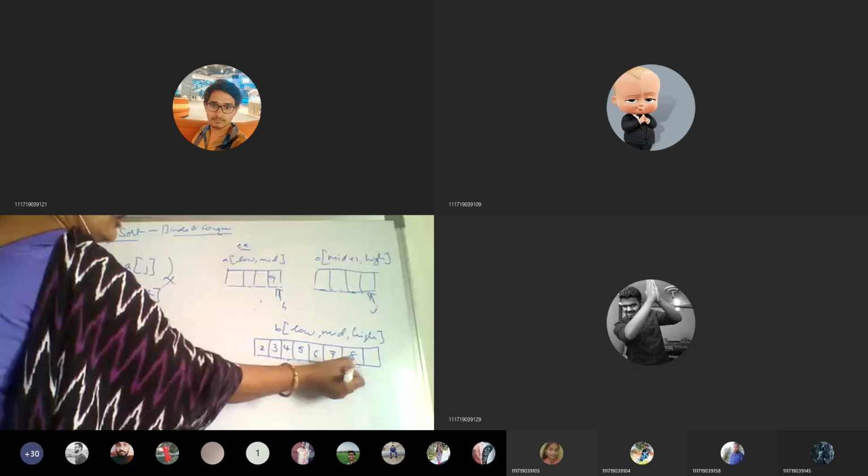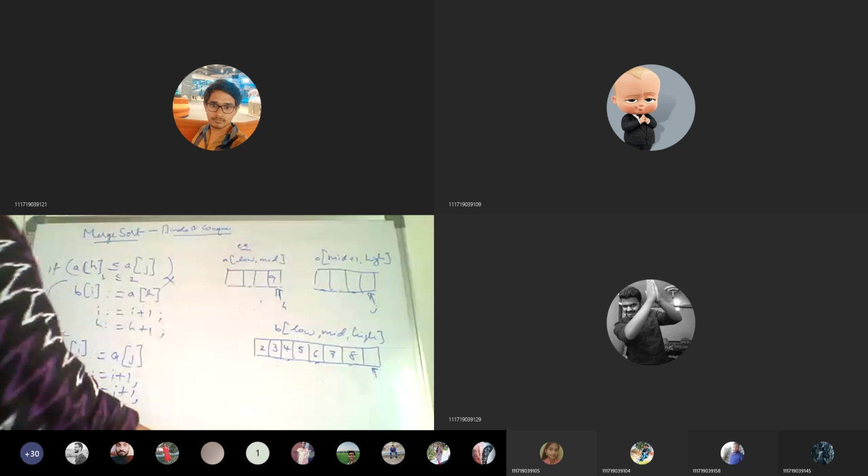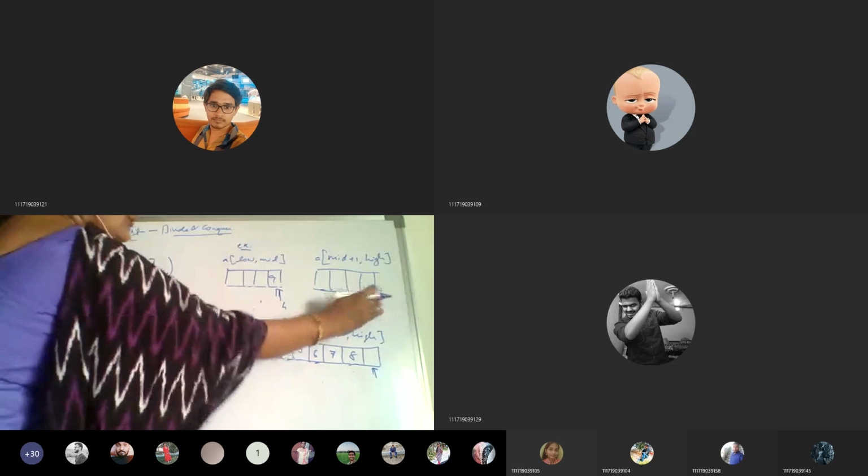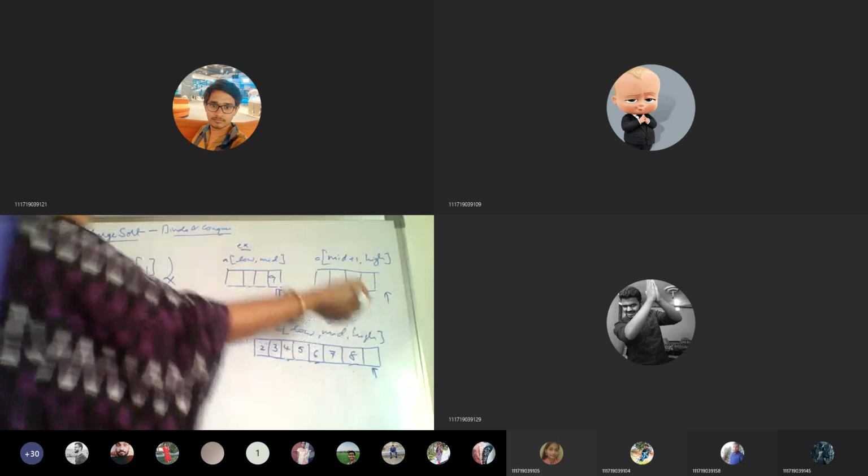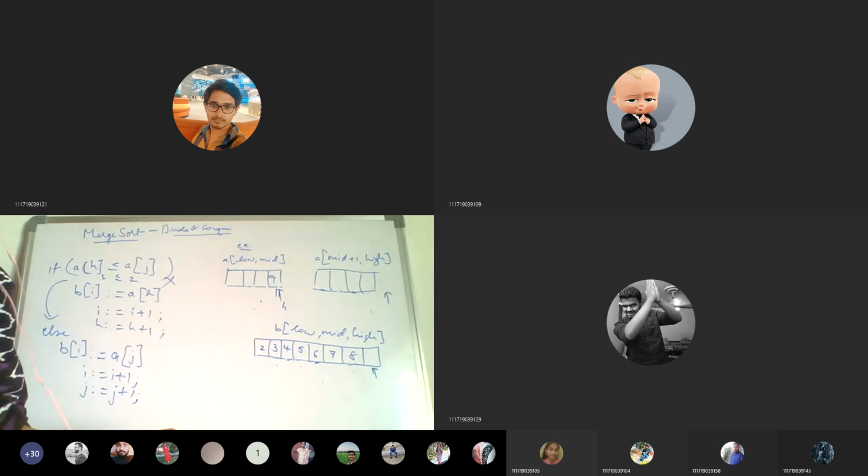8 is copied here and this will be incremented, and this also, and this will become out of bound. So what we have to do? So this block we have to keep in the while loop. So in the while loop, what we have to write?